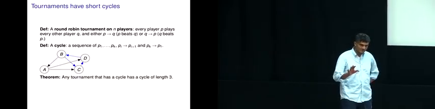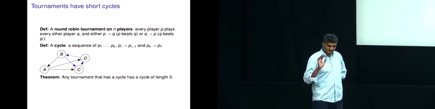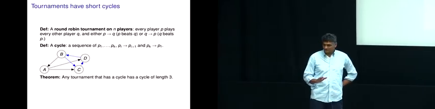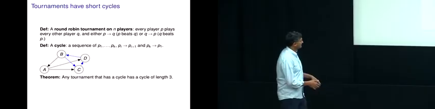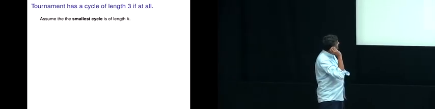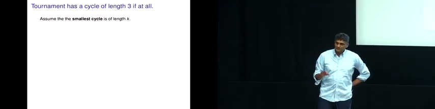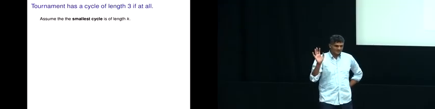Those are all the definitions. You understand what a tournament is. You understand what a cycle is. You understand what the theorem says. Right? Okay. So what we're going to do is assume that the smallest cycle is of length k. Okay? Now, we have two cases. One's easy. What's the easy case?